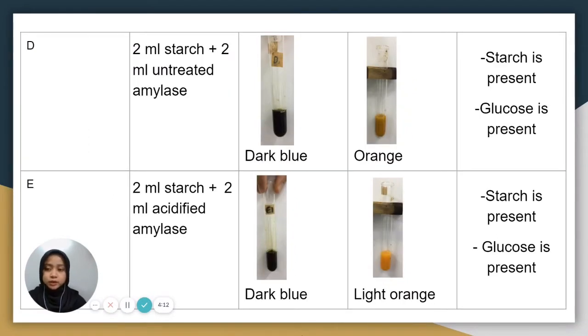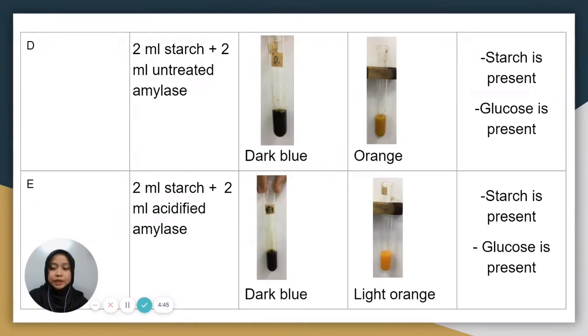From the pair of test tube D, which contain 2 ml of starch and 2 ml of untreated amylase, the result shows a dark blue color when it is tested in iodine test, and it shows orange color when it is tested in Benedict test. These changes in color show that starch is present and so is glucose.